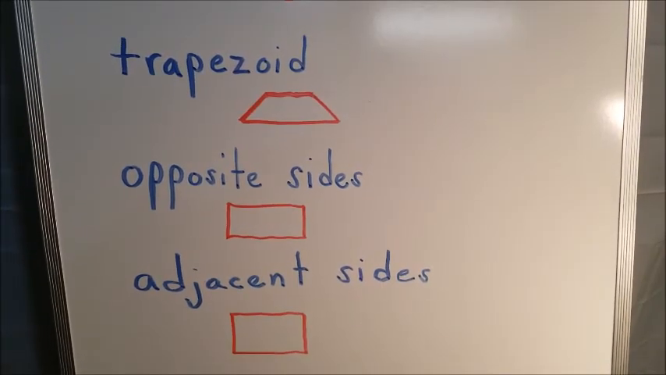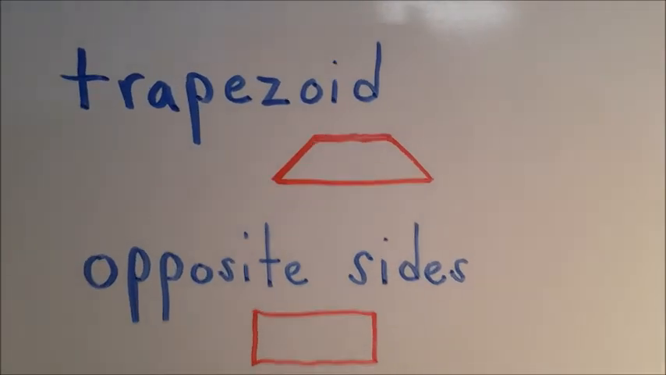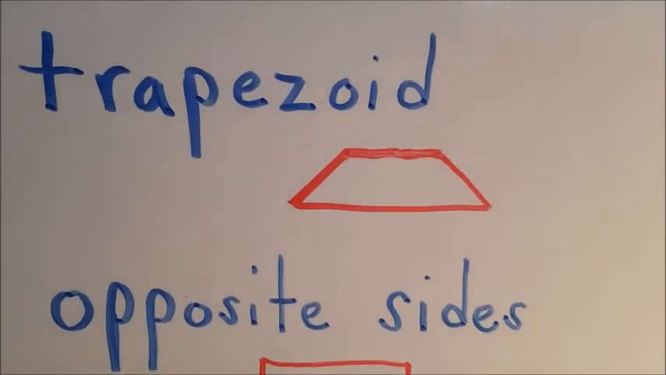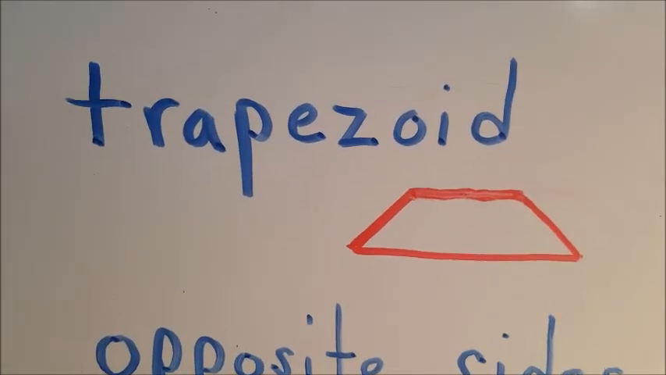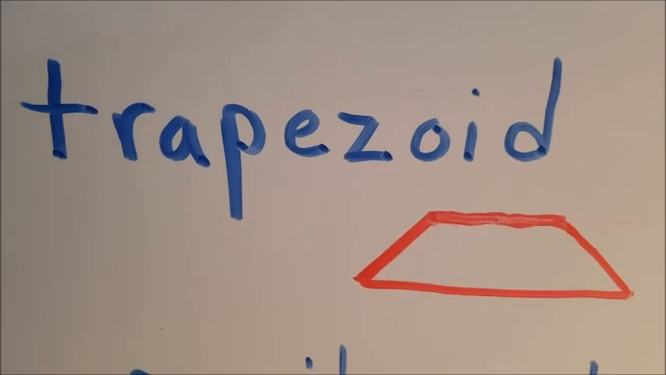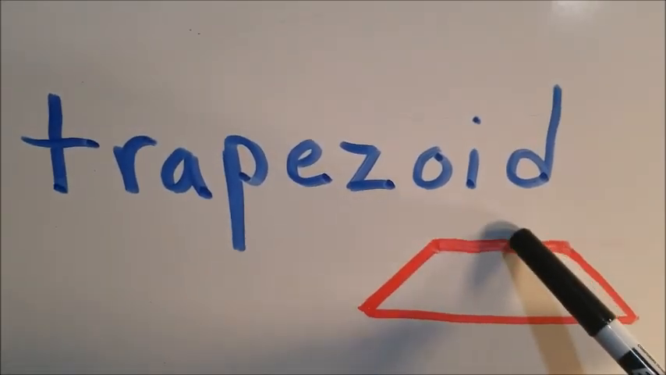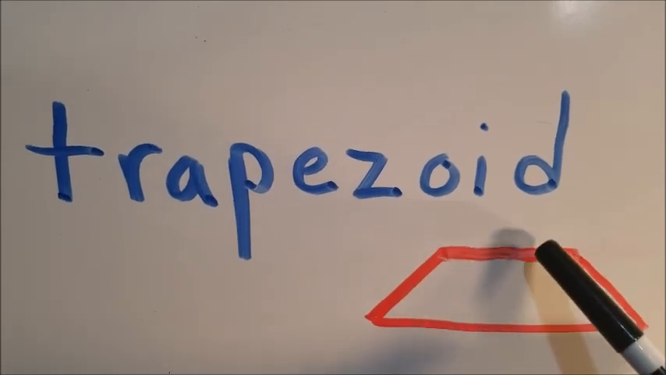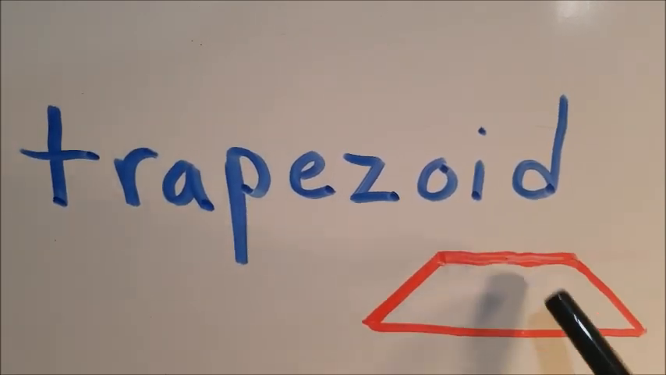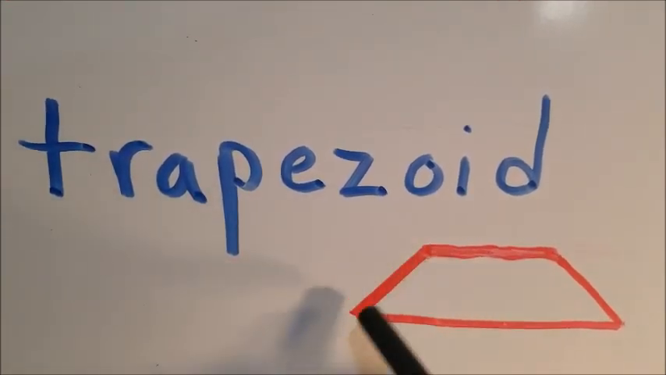Let's take a look at some more geometry terms. Trapezoid. Well, a trapezoid is a quadrilateral with exactly one pair of parallel sides. Right there. Those are parallel, going the same direction. Do you see that? These are not.